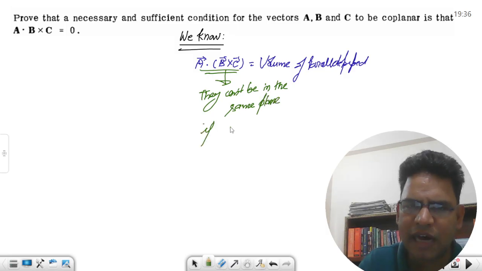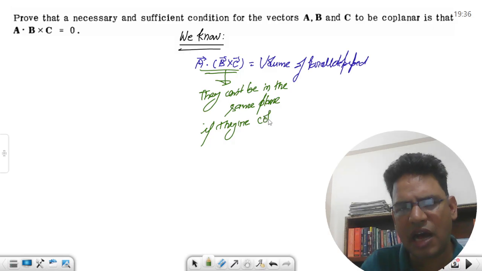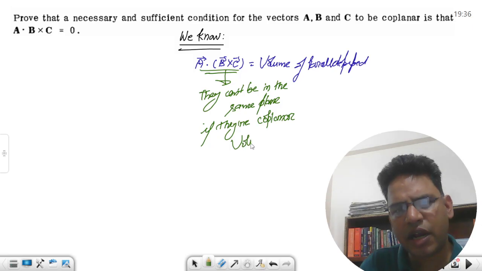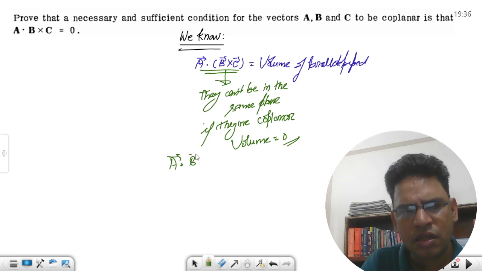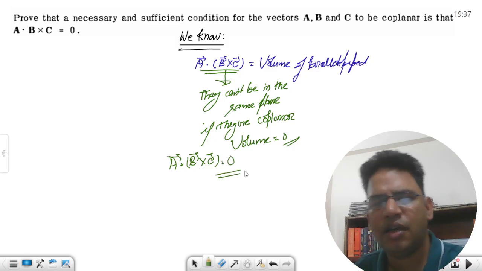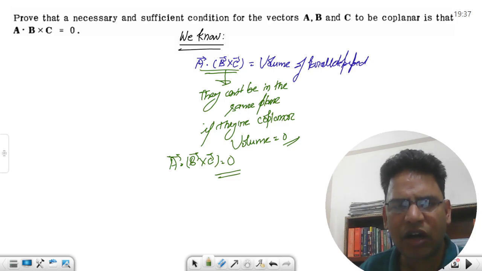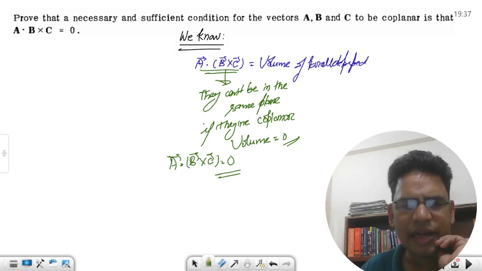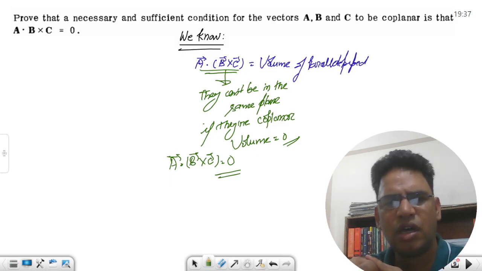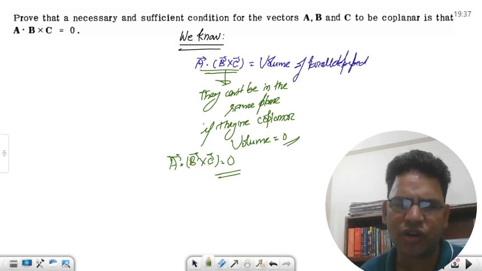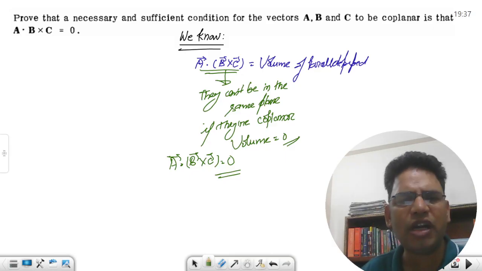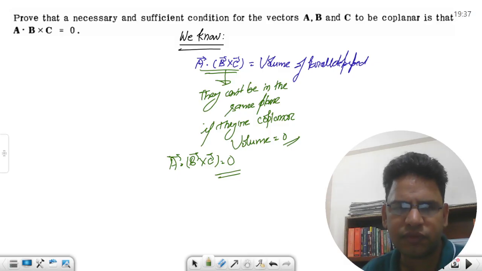Okay, if they are coplanar, they are sharing the same plane, you cannot define volume and volume is going to be 0. It simply means A dot B cross C is going to be 0. As simple as it is. तो जब भी आप वॉल्यूम डिफाइन करना चाहते हो, you cannot define volume if all these vectors are coplanar. Okay.